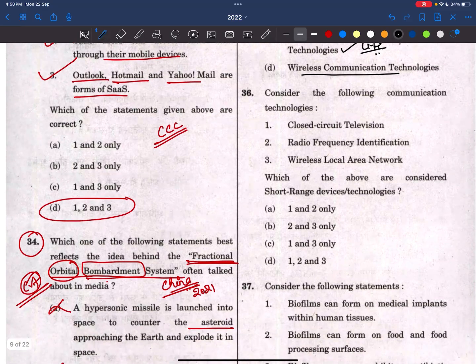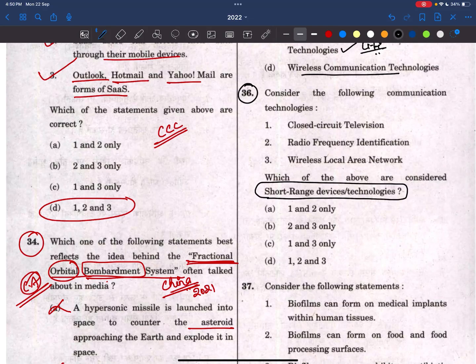Okay. Coming to the 36th question. Consider the following communication technologies. Which of the above are considered short range devices? Short range device, that means what? The communication area should not be much longer. It should be less only. Let's see. Radio wave communication will be for hundreds of kilometers. Satellite communication also covers thousands of kilometers.